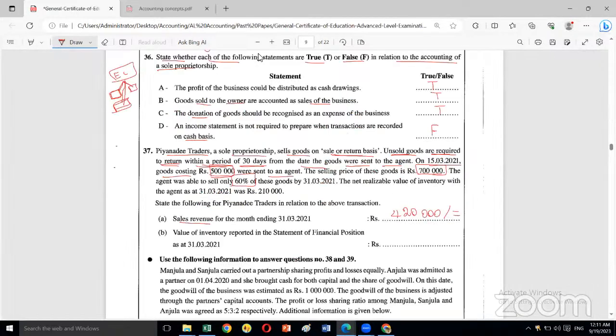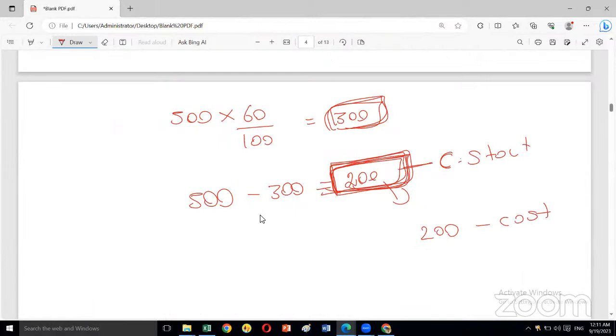Now see another thing. The unsold goods cost is how much? 200. After that, they gave you what? The net realizable value of the inventory with the agent is 210. I know the cost is how much? 200,000. NRV is how much? 210. Cost or NRV, whichever is lower, that one only I should record as the closing stock. Cost is lower. So this amount only I should record, under where?